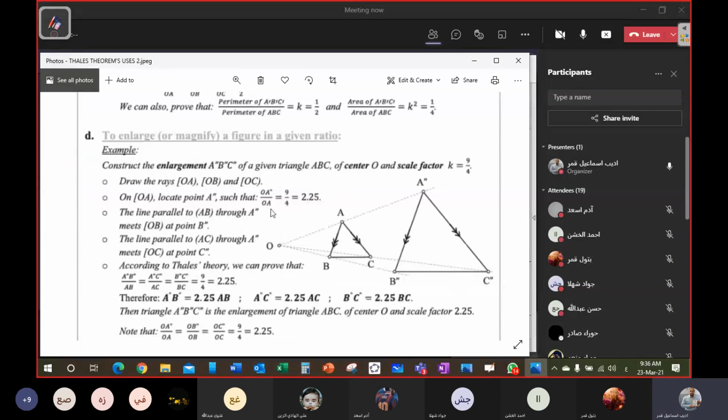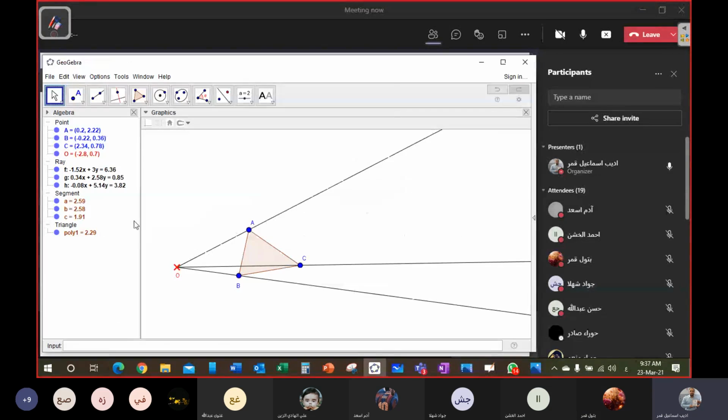So since we have OA double prime over OA equal 9 over 4 equal 2.25, OA double prime is equal to what, Batoul? How to calculate OA double prime? We go back and multiply OA by 9 over 4, which is 2.25. So let's measure OA. All of you measure OA.